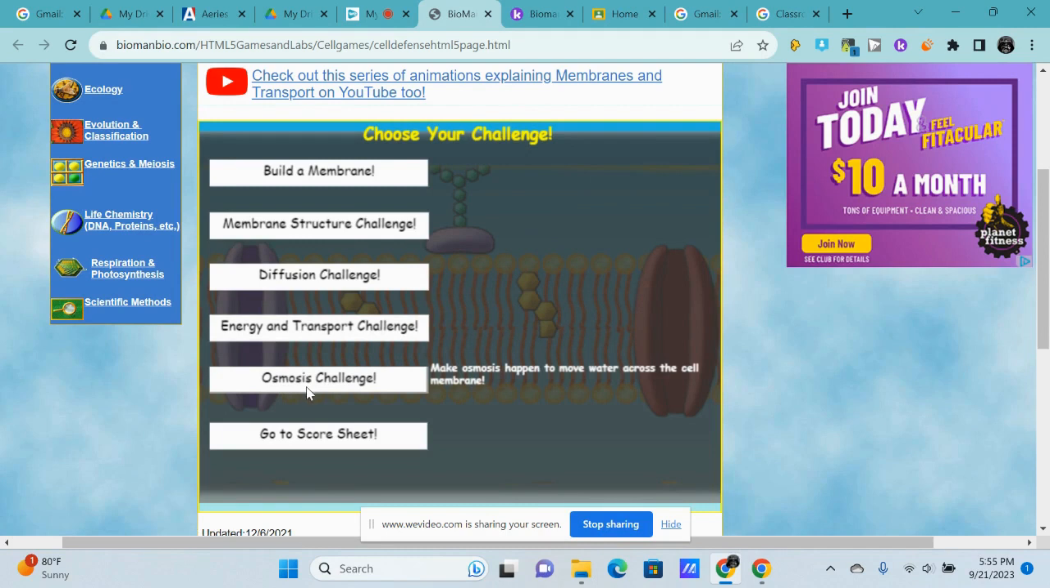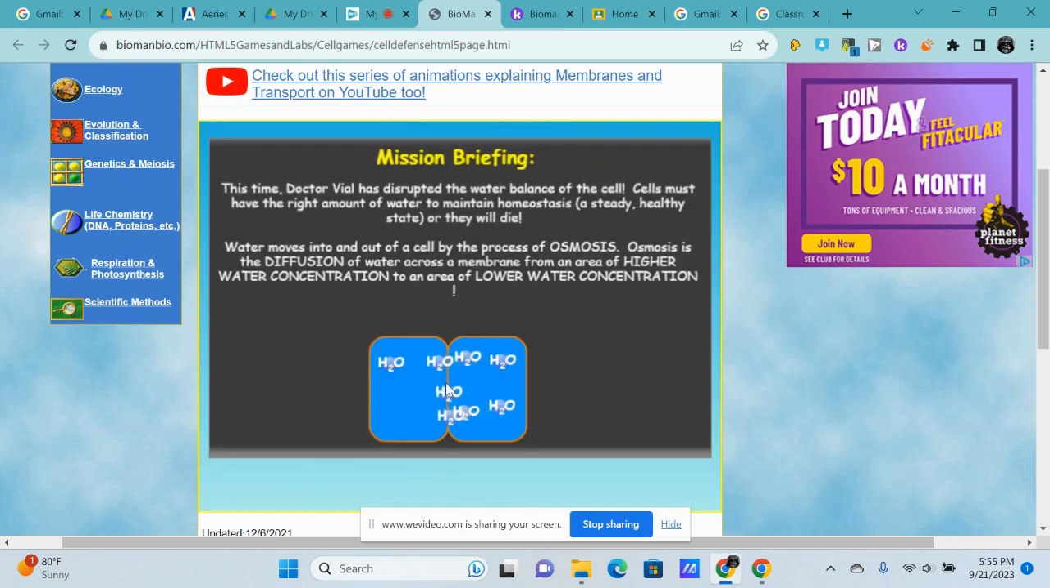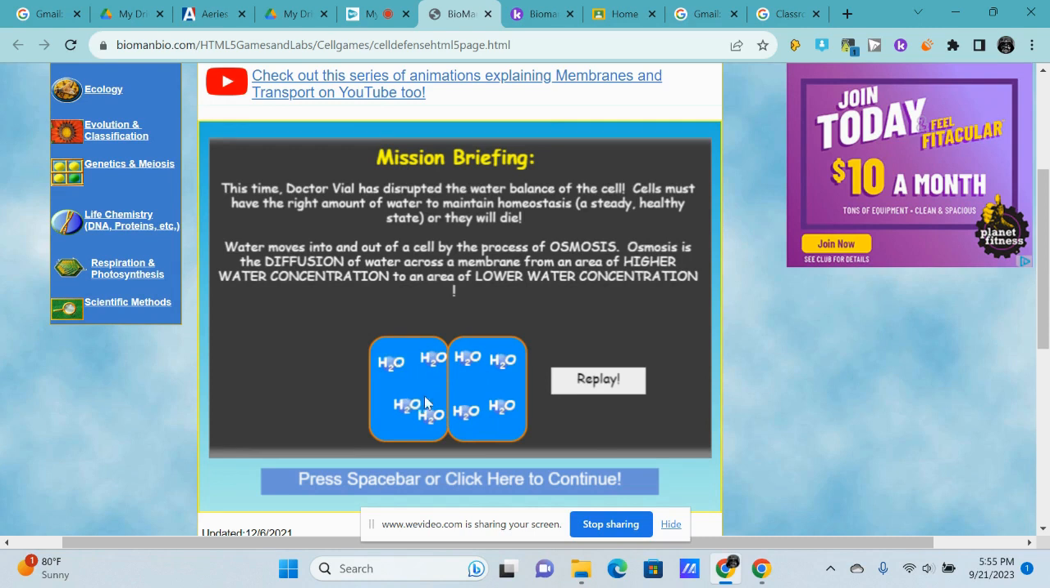Osmosis is the movement of water across a semi permeable membrane. So, water. The movement of everything else is diffusion, but the movement of water is osmosis. So, let's go ahead and do it. All right. So, water is going to move from high concentration to low concentration until it balances out.